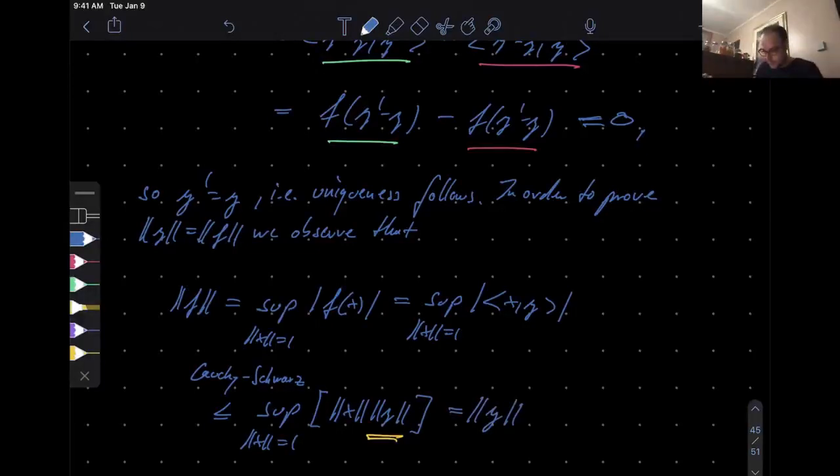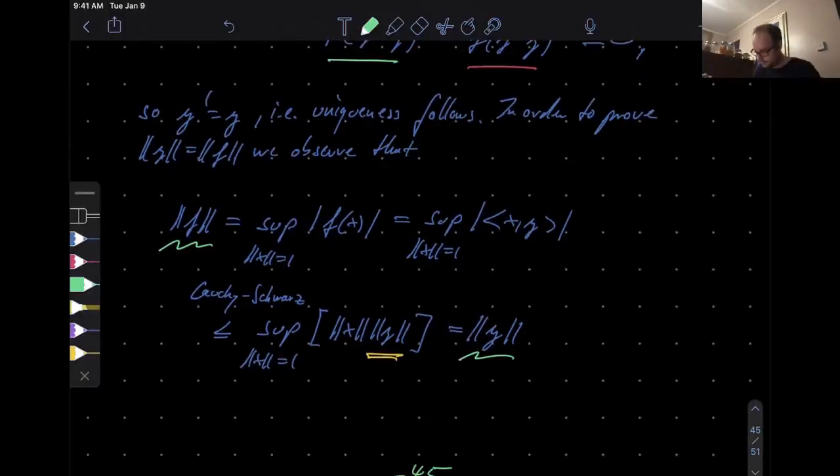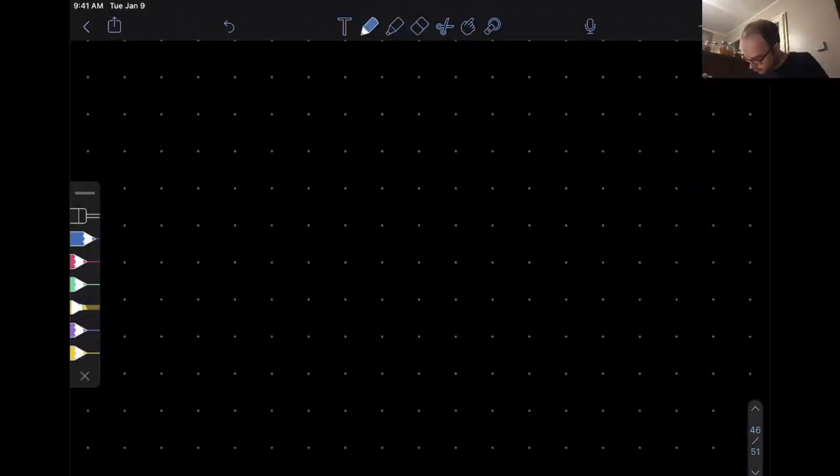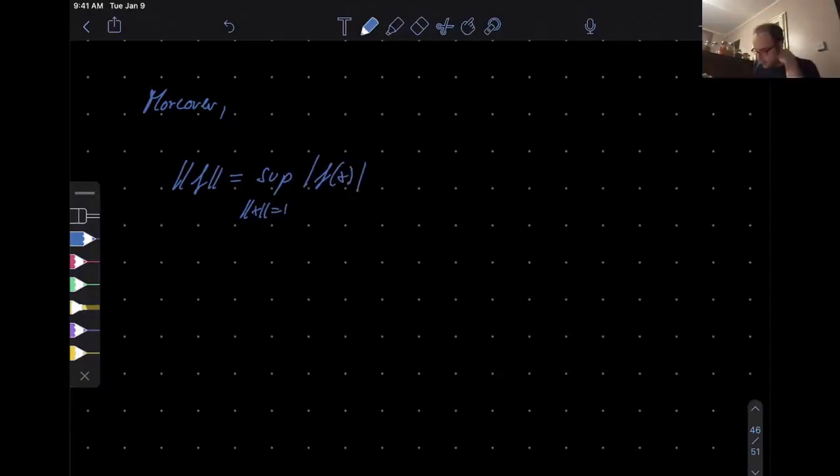So you have one inequality, right? This here is at most equal to that one. Now you have to show the reversed inequality and then you will be done. Okay, let's do this on the next page. Moreover, we have the norm of f is the same formula, supremum over x with norm equal to 1 of f of x. And now I'm just going to evaluate f on that vector y.